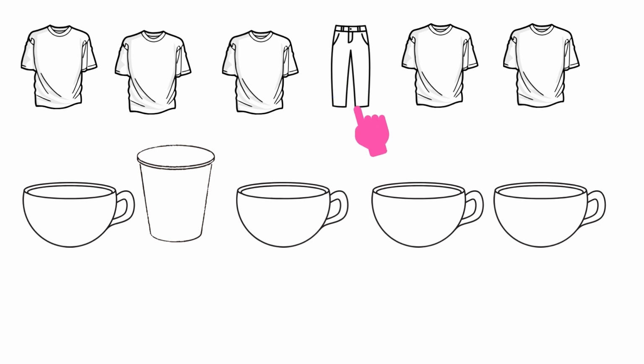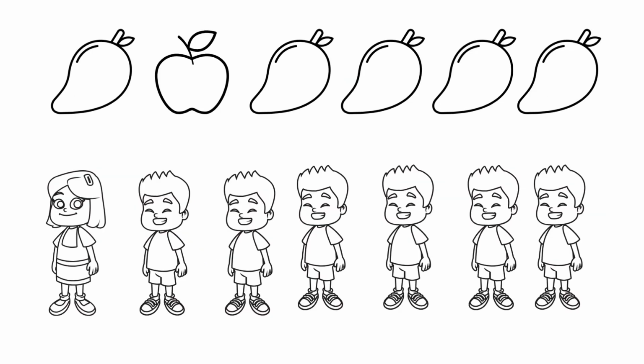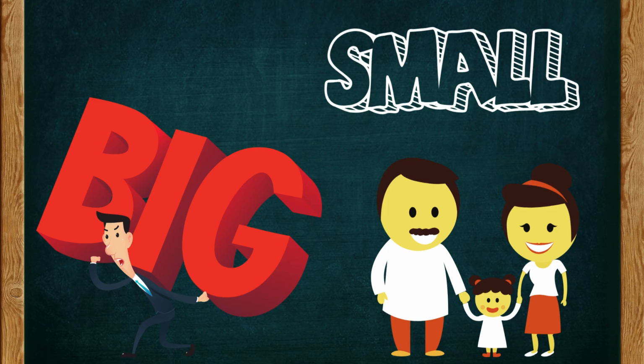Pant is the odd one out. Cross the picture of the pant. Glass is the odd one out from the cup line. So cross the glass. Which one is the odd one out? Apple. Okay. And from the boys line. Girl. Good.